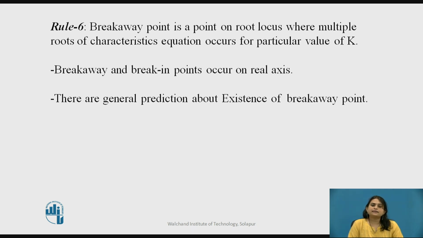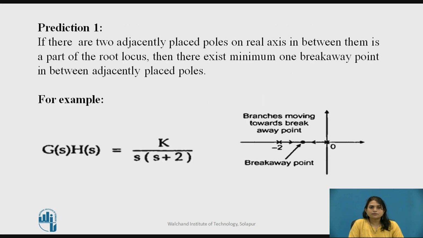Rule number 6, there is a breakaway point. It is a point on a root locus where multiple roots of the characteristic equation occur for a particular value of K. So breakaway and break-in points occur on the real axis only. Breakaway point will exist where the root locus will be there. Now there are 3 predictions for the breakaway point. Prediction number 1, if there are 2 adjacently placed poles such as 0 and minus 2 for this example on the real axis, in between them, if it is a part of a root locus, then there exists minimum 1 breakaway point in between adjacent poles.